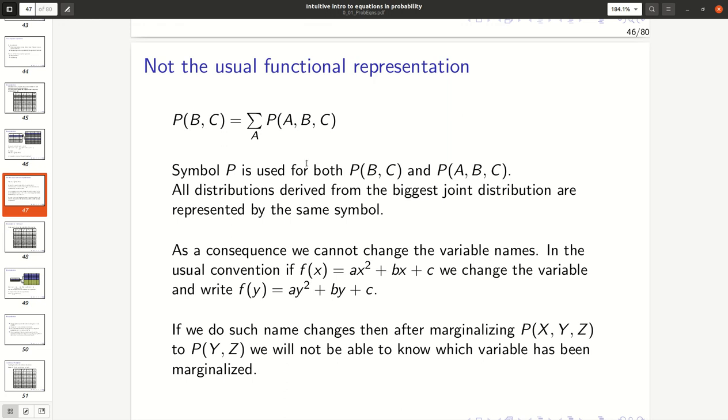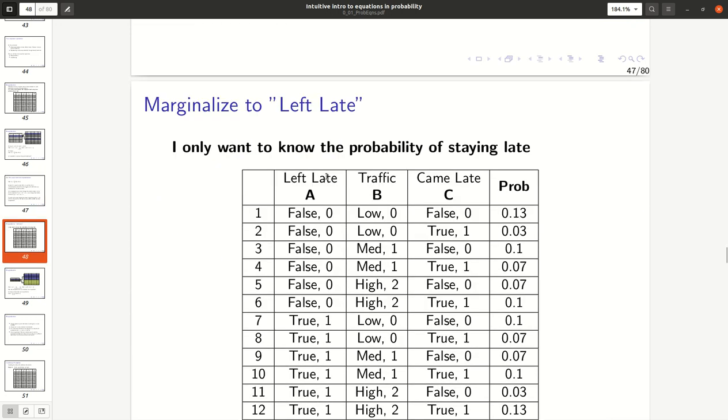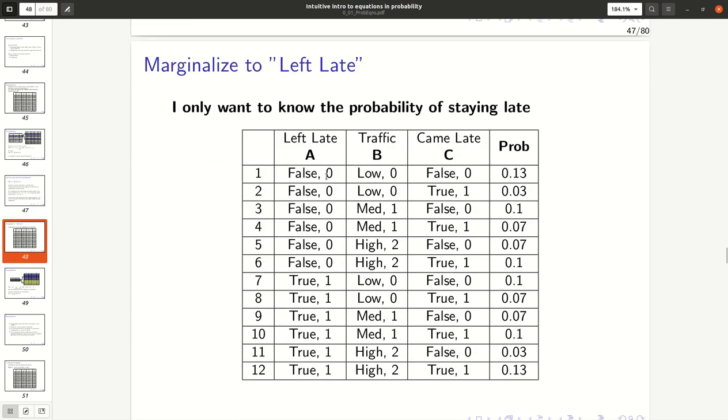Now let's try to eliminate two variables by marginalization. Imagine you are the person who plans the food quantity required in the cafeteria for those who stay late in the office. You will not be worried whether an employee is staying late due to traffic or any other factor. You will be worried only about whether the employee stays late or not and what are the chances of it. So we need to keep only A and remove B and C.